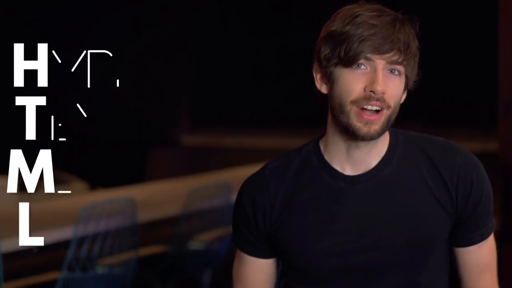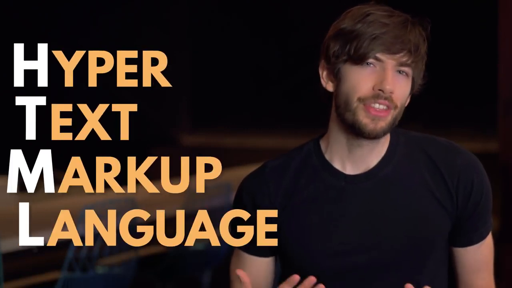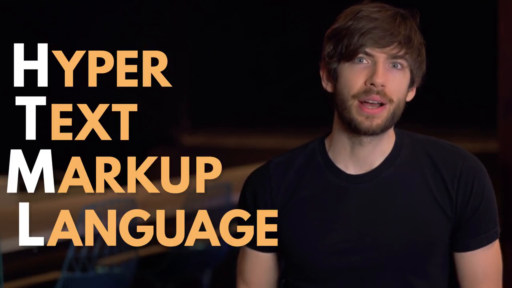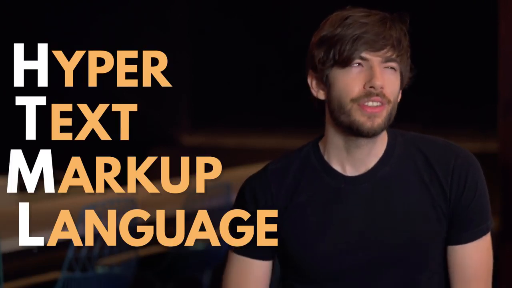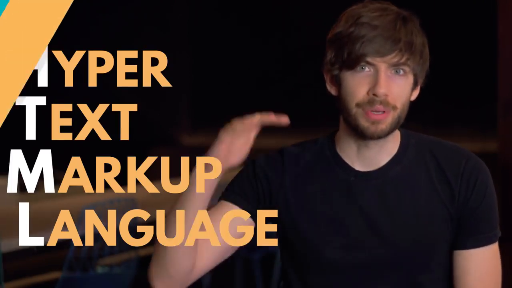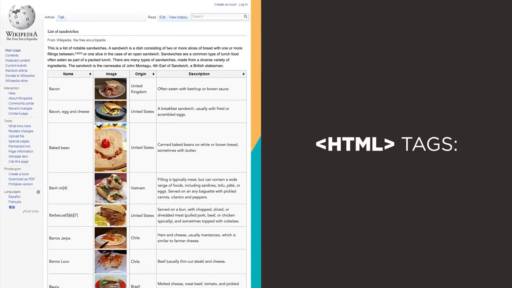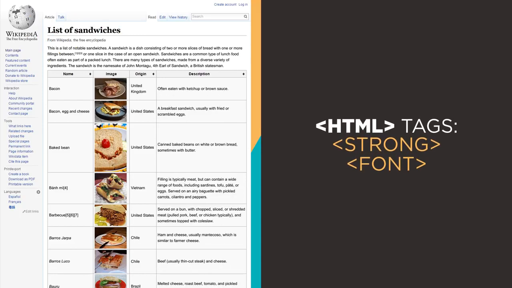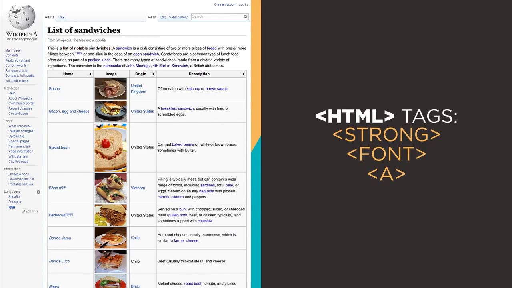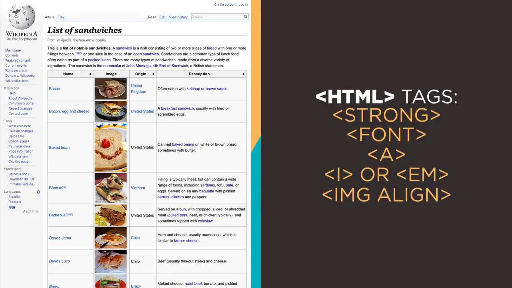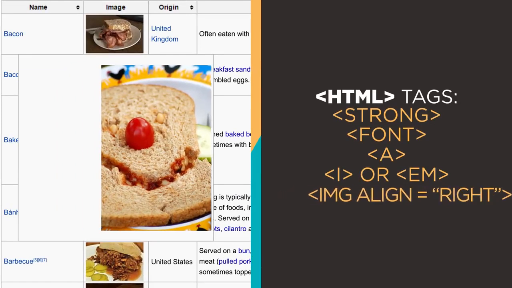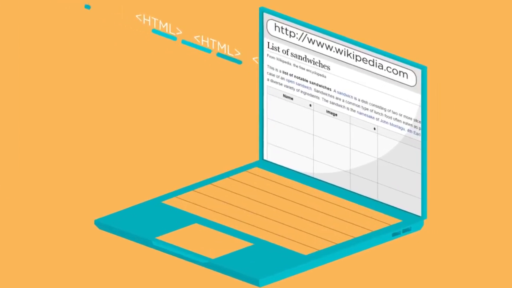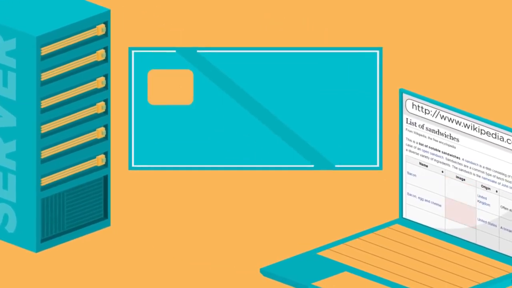So HTML stands for Hypertext Markup Language. And you can think of that as the language that you use to tell a web browser how to make a page look. So if you think about something like Wikipedia, which is really just a big, simple document, HTML is the language that you use to make that title big and bold, to make the font the right font, to link certain text to certain other pages, to make some text bold, to make some text italic, to put an image in the middle of the page, to align the image to the right, to align the image to the left.